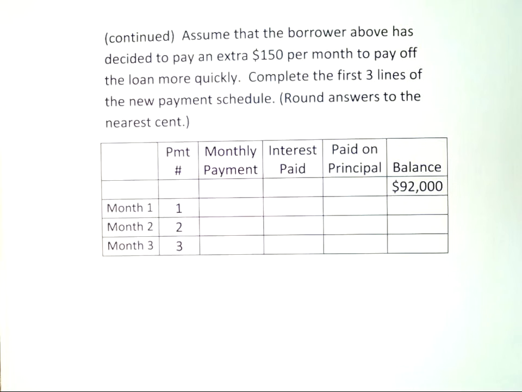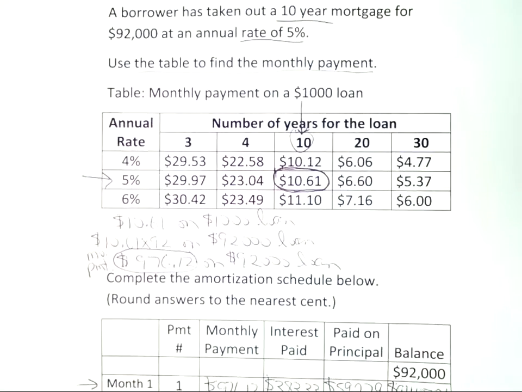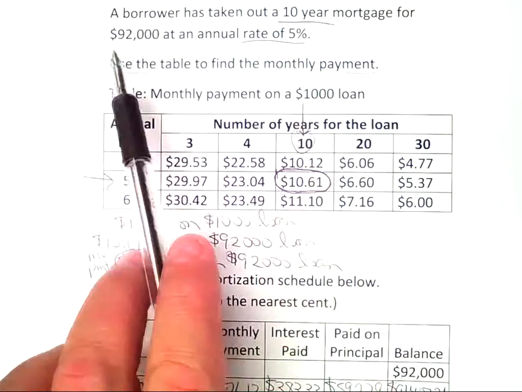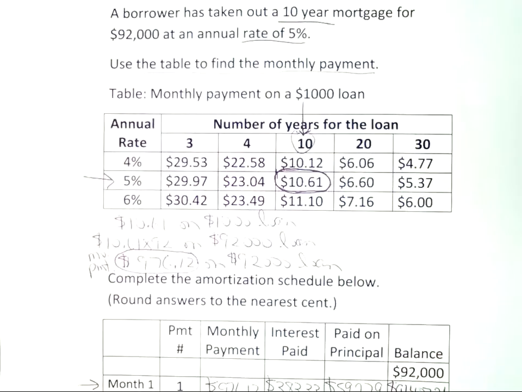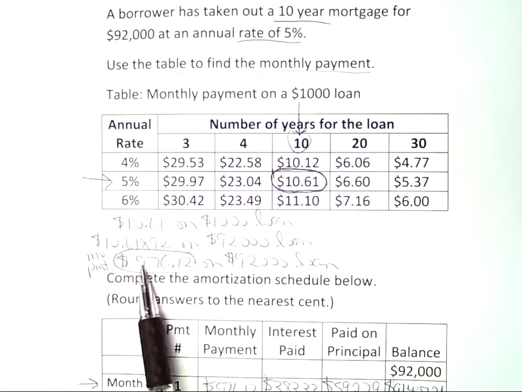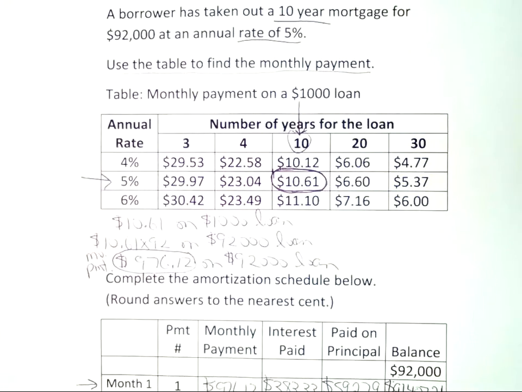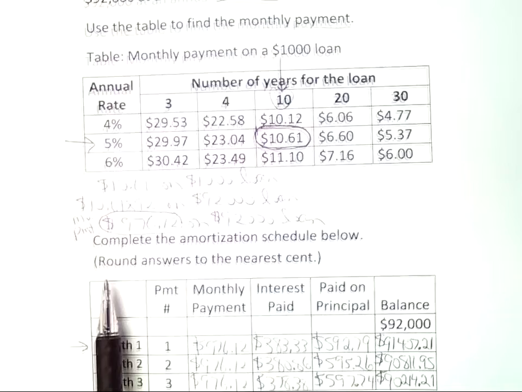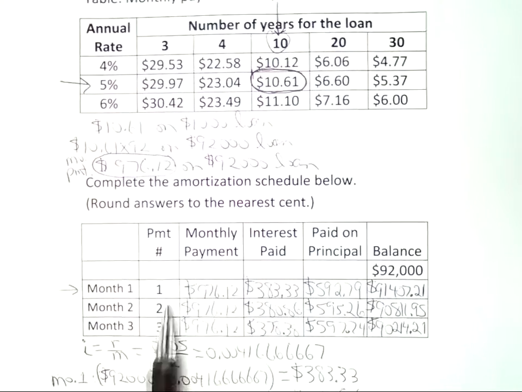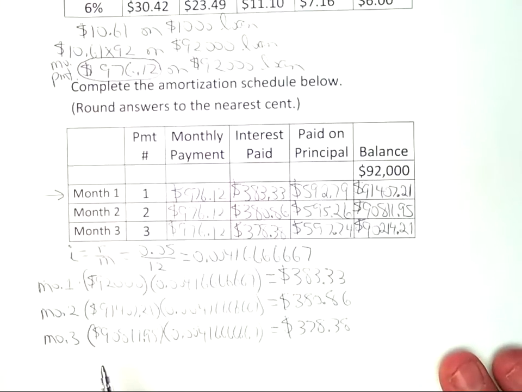In other words, we're referring back to the previous problem that we worked earlier, and I'll bring it back up here so you can see it. It's a 10-year mortgage of $92,000 at 5% interest, and we found out that the monthly payment was $976.12 for that $92,000 loan, and we did the amortization schedule for those 3 months, and we did it this way. That was the problem we worked earlier. We need part of that information to continue here.